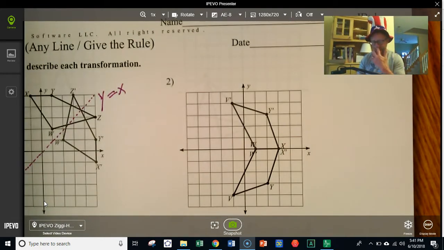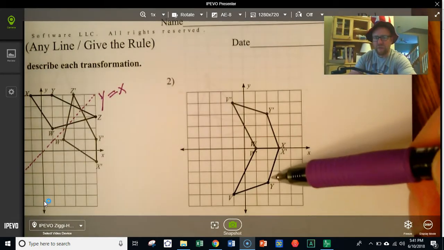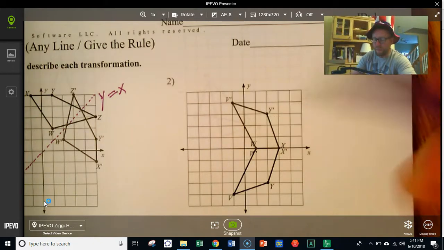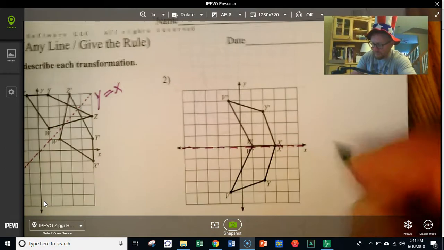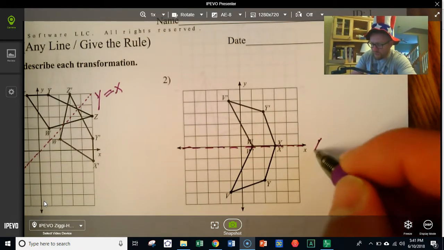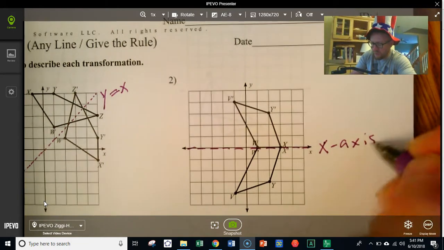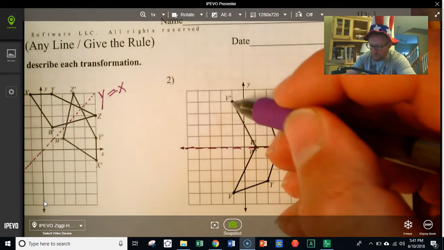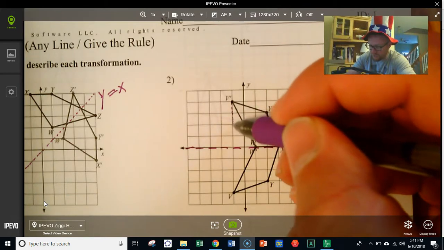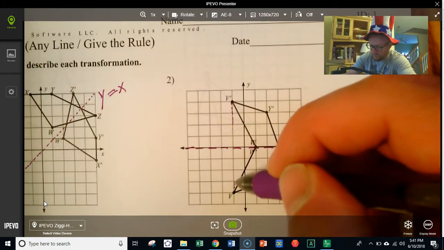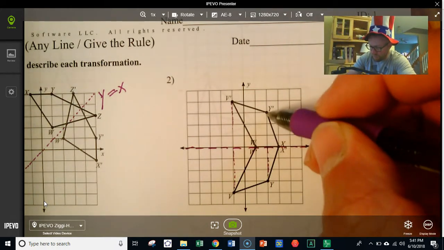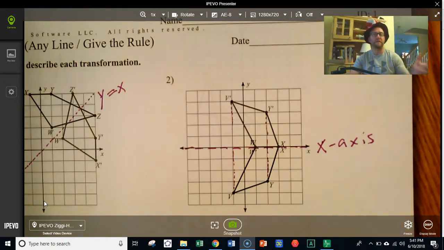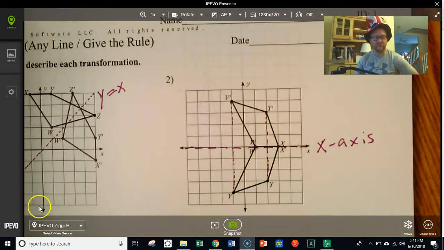Okay. Let's look next door. This one, if you look here, it was below the axis. It looks like it got flipped up above the axis. So it's been reflected across the x axis. Right. And if you look here, v prime, 1, 2, 3, 4, v, 1, 2, 3, 4, y, 1, 2, 3, y prime, 1, 2, 3, and so on. So not too terribly complicated.